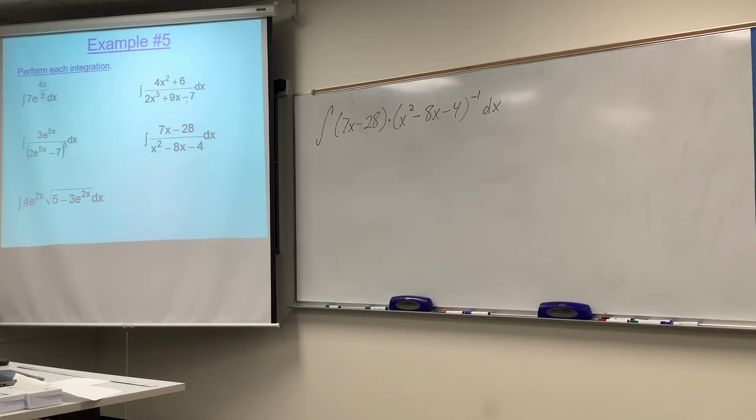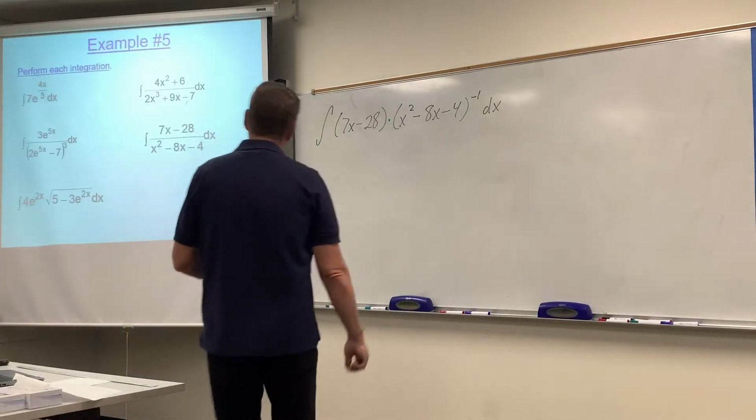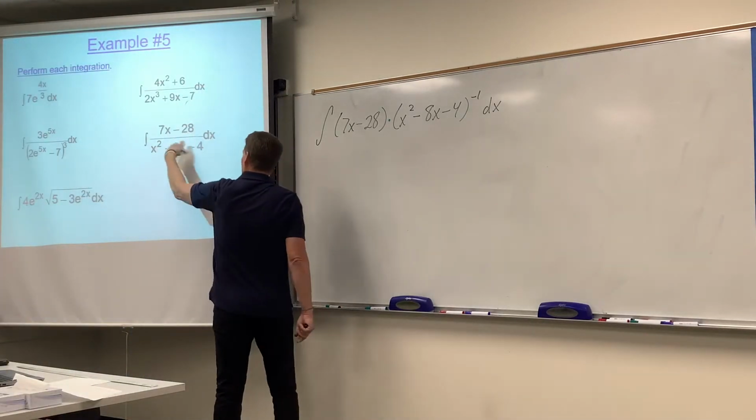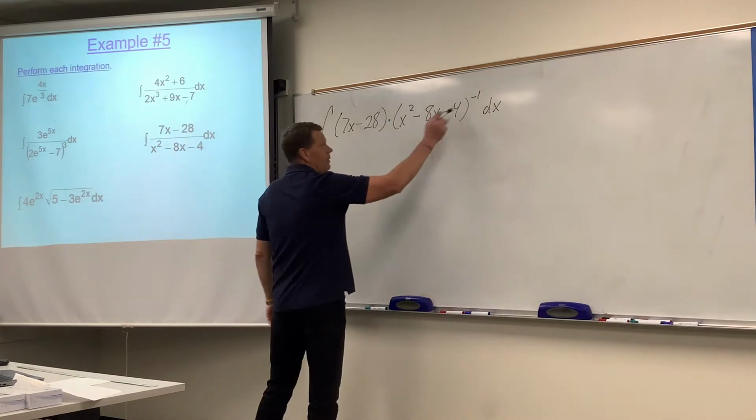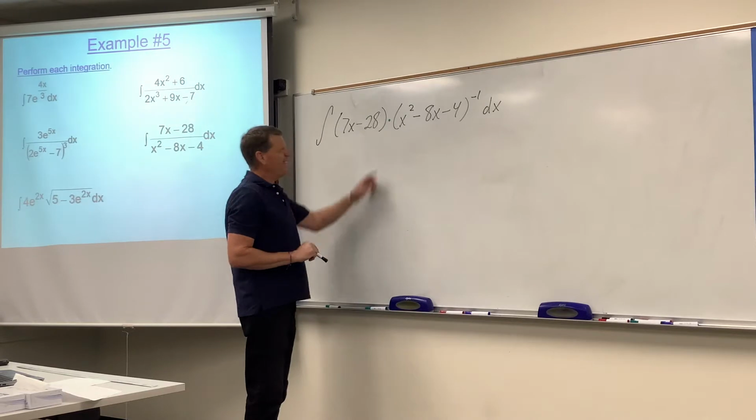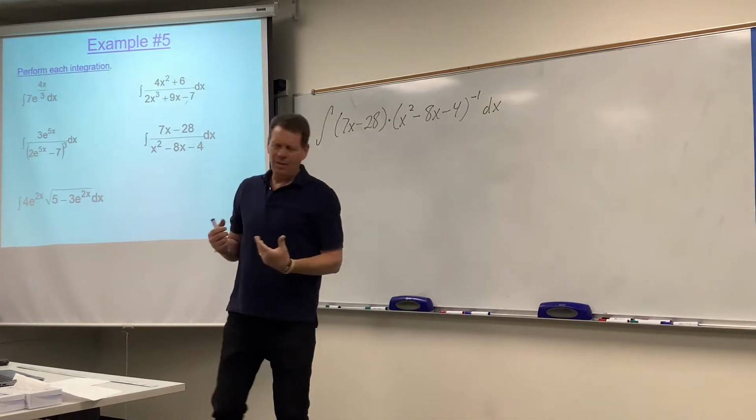Here we go. So we're looking at example number 5. We'll call it part E. Once again, given the fact that there's not a quotient rule for integrals, we'll pull up the denominator, give it a negative power. That did create a product, and there's not a product rule.